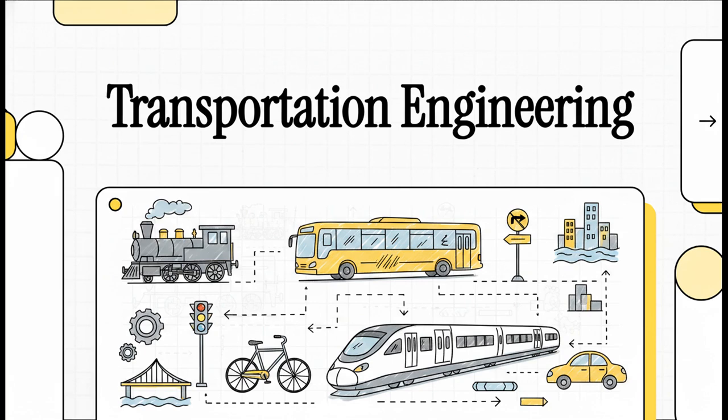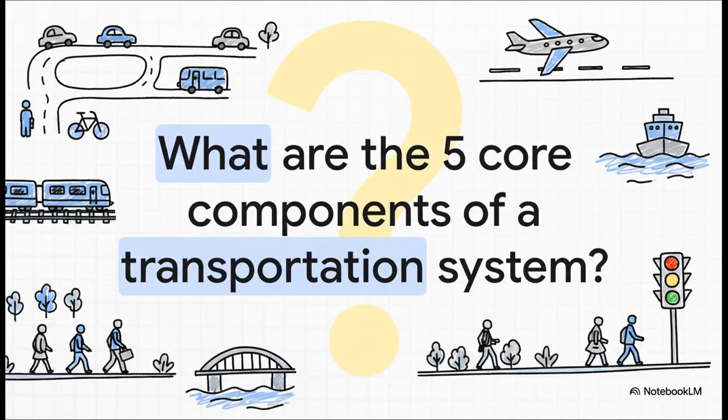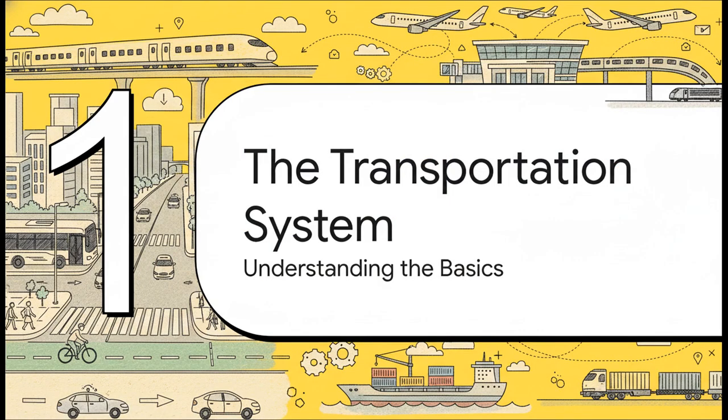Let's get started. So let's kick things off with a question you're almost guaranteed to see on a test. What are the 5 core components of a transportation system? It seems simple, right? But trust me, this question is the key that unlocks everything else. Keep it in the back of your mind, because by the end of this, you're going to know the answer cold. So, to really nail that question, we've got to start with the fundamentals.